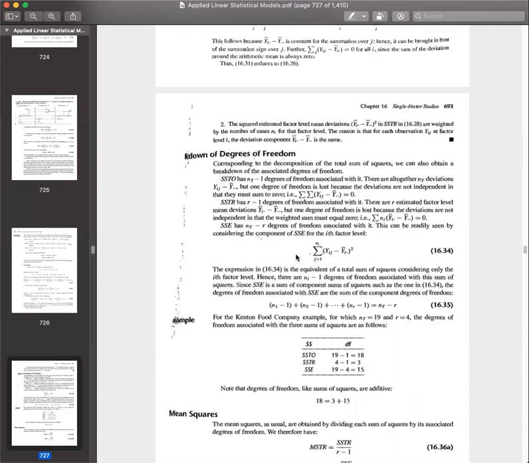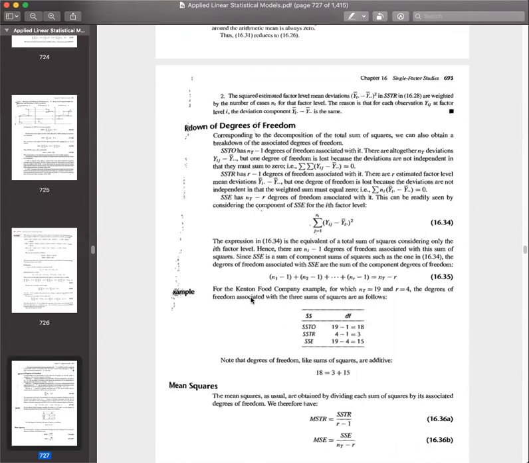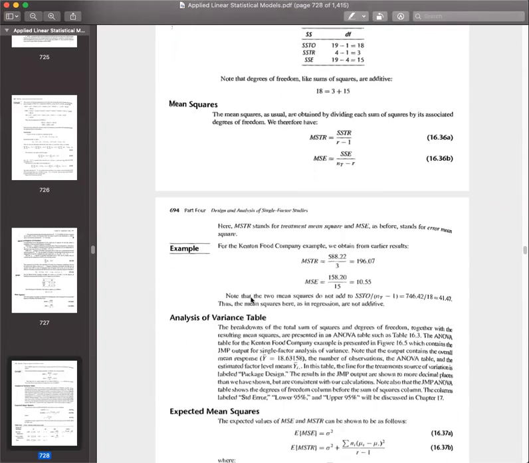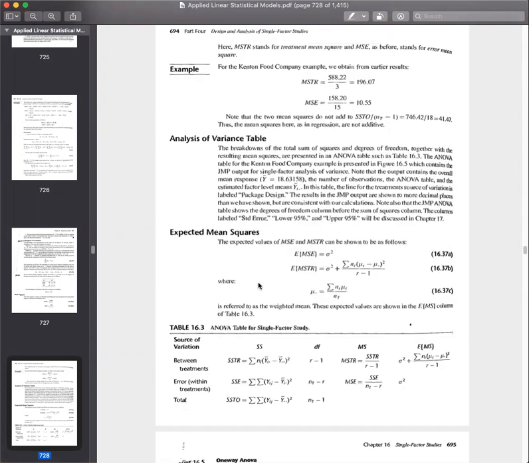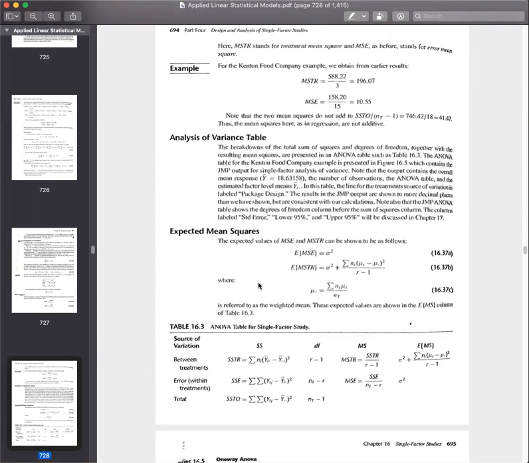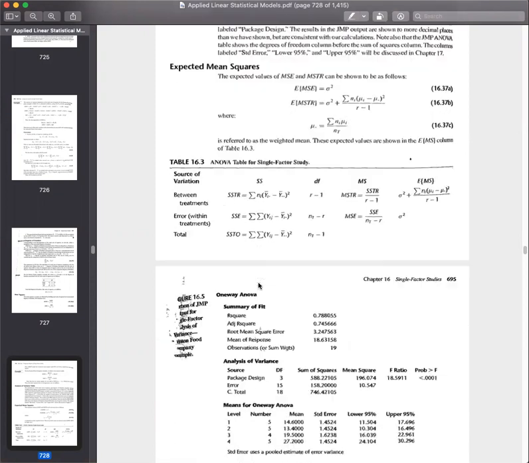The mean squares. The mean squares, as usual, are obtained by dividing each sum of squares by its associated degrees of freedom. We therefore have the MSTR, which is equal to SSTR over r minus 1, and MSE, which is equal to SSE over nT minus r. Here, MSTR stands for the treatment mean square, and MSE, as before, stands for the error mean square. The analysis of variance table. The breakdowns of the total sum of squares and degrees of freedom, together with the resulting mean squares, are presented in the ANOVA table.